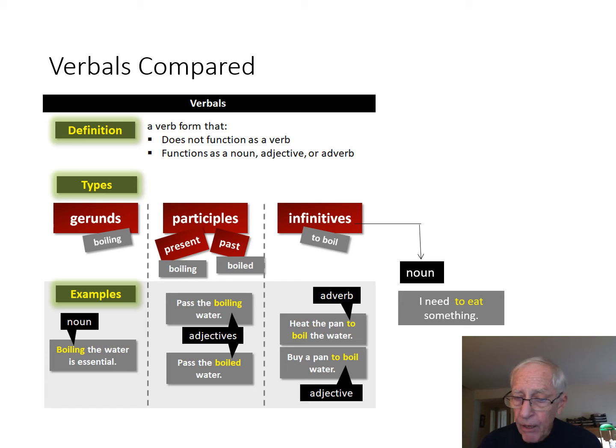The infinitive might also function as a noun. And look at this sentence. I need to eat something. Oh, I need to eat. It's the object of the sentence. So in any event, these are all the verbals.